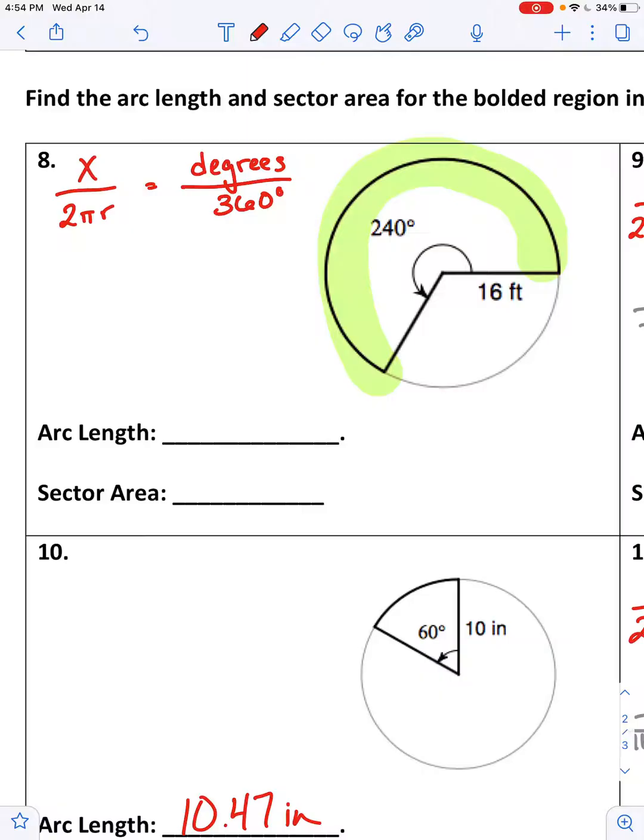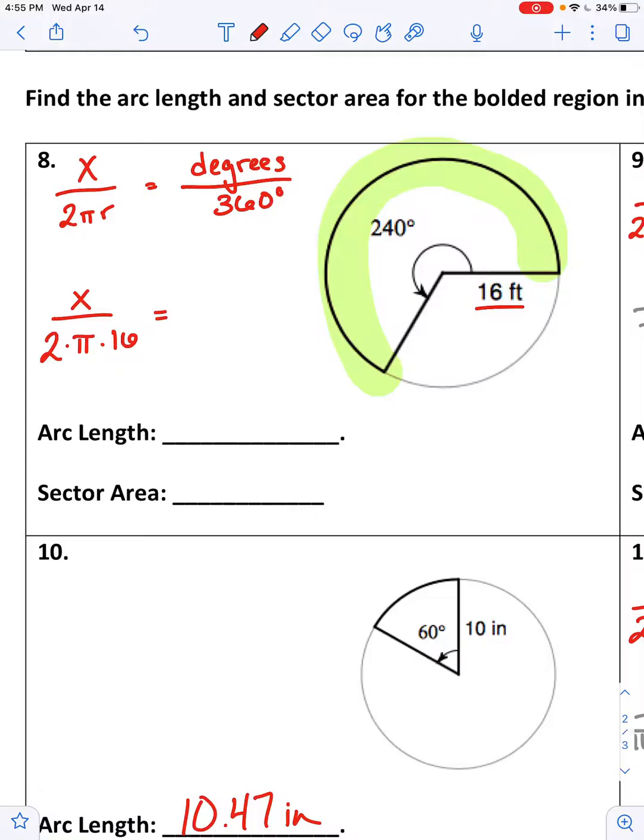And what we're going to do is set up proportions that are part over whole for both sides. So we're going to ask ourselves, the arc length, what am I finding? I'm finding part of the circumference. So I'm going to put x over my circumference, which is 2 pi r. So part of the circumference is what I'm looking for, over the whole circumference, which is 2 times pi times my radius of 16. So that's part of the circumference over the whole circumference.